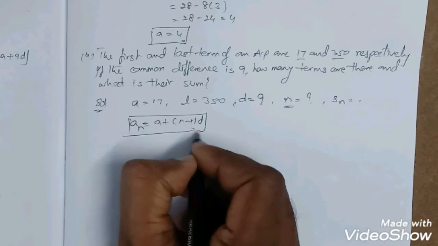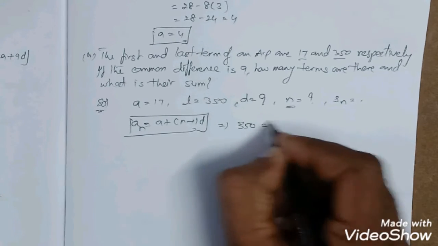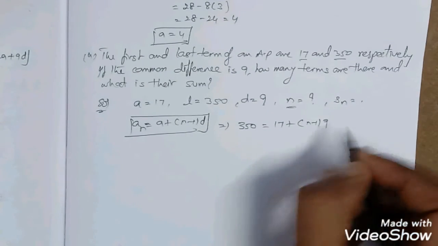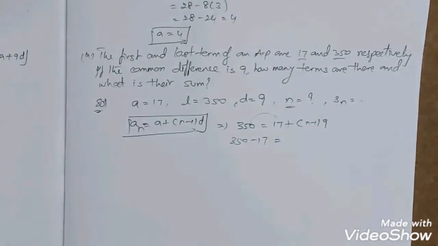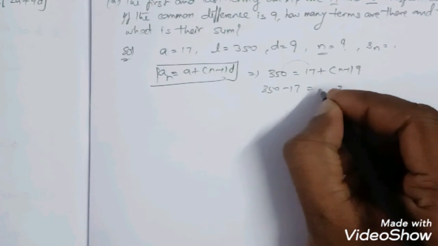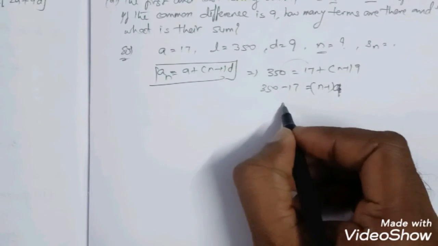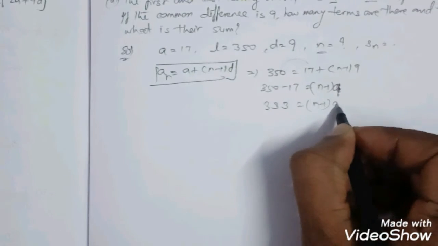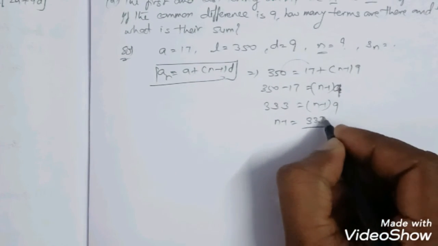By using this formula I can substitute a value as An is nothing but last term, that is 350 is equal to A value 17 plus n minus 1 into D. D value is nothing but 9. Now send this 17, you will get 350 minus 17 is equal to, here subtract 350 minus 17, so you will get here 333, next n minus 1 into 9. Now 333 is equal to n minus 1 into 9.